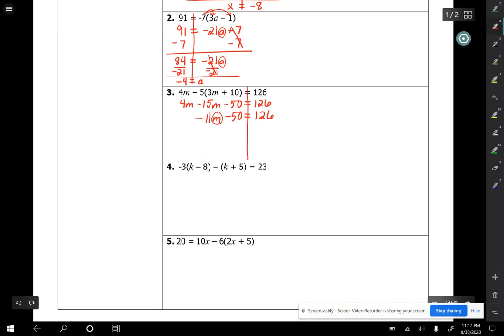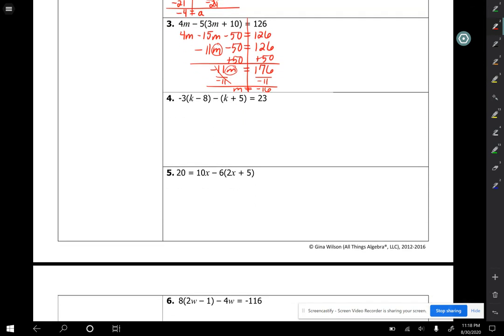Now, we're solving for m, so I need to add 50 to both sides. Negative 11m equals 176. To get this m by itself, I need to divide by negative 11 on both sides. M equals, let's see, 176 divided by negative 11 is negative 16. Okay.